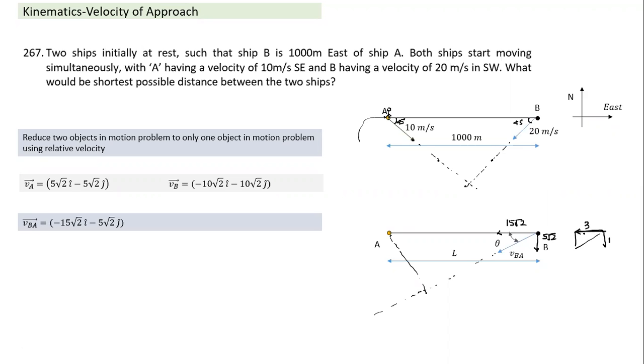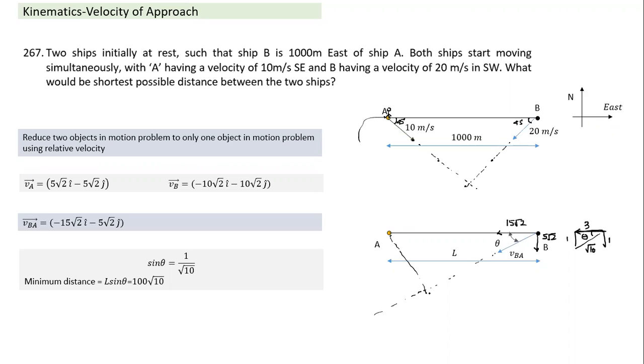If this angle is theta, what will sine theta be equal to? This is 3 and this is 1, so the hypotenuse will be equal to root 10. And sine theta will be equal to 1 by root 10. So what is the minimum distance? The minimum distance will be L sine theta, which will be 1000 into 1 by root 10, which becomes 100 root 10. So that's the minimum distance.